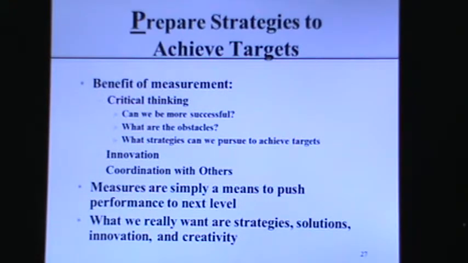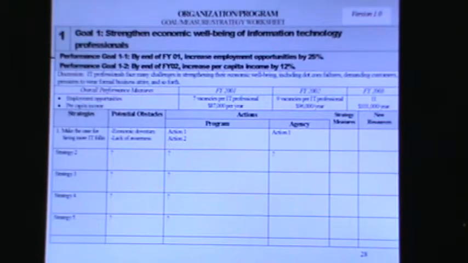So the benefits of measurement: it helps us think critically about what we're trying to accomplish and what we're doing, and whether they are connected correctly. It helps us think about innovation, and be innovative in finding ways to achieve performance. It enables us to coordinate with others, especially if we're working on joint activities. Measures are simply a means to push performance to the next levels, as it says here, which is absolutely true. And what we really want, though, is not measurement. We want strategies, we want solutions, we want innovation, and we want creativity. Those are the things we want, and measures help us get there.